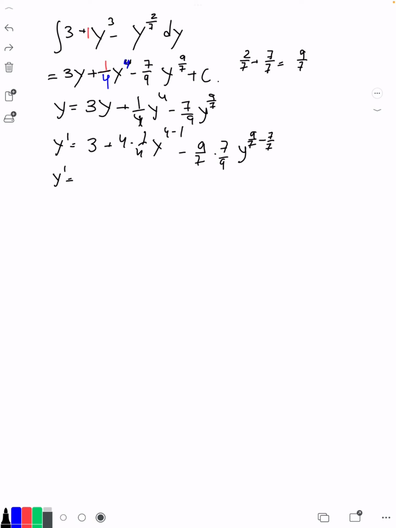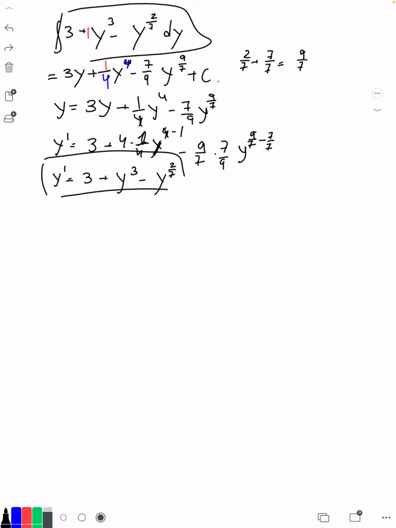So y prime would be 3 plus 4 multiplied by 1/4 is 1, so we're going to be left with y to the power of 3, because we have 4 minus 1 here, minus 9/7 multiplied by 7/9 is 1, so we're going to be left with y, and then to the power of 9/7 minus 7/7, 2/7, so we can see how that equals that, so we know that the answer is right. Let's look at another example.